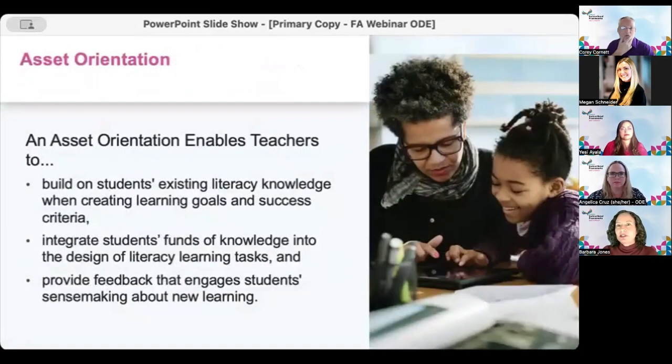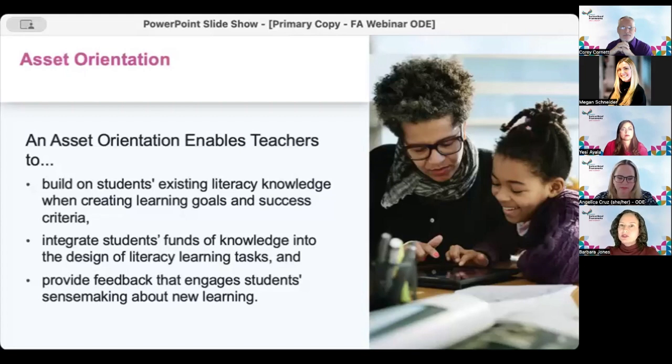So a common refrain that we say in formative assessment and in other areas as well is that all learning starts with what students already know and can do and builds off of that, which we're terming an asset orientation. And within a formative assessment framework, there are certain ways that teachers can embed this in their practice. So they can also build on students' existing literacy knowledge when creating the learning goals and success criteria. So taking the time to assess where that is before developing those.